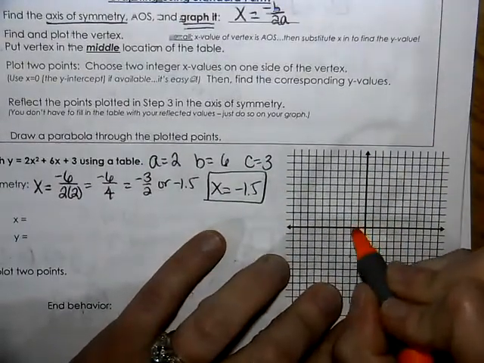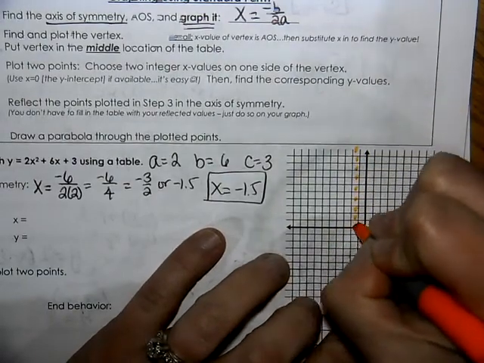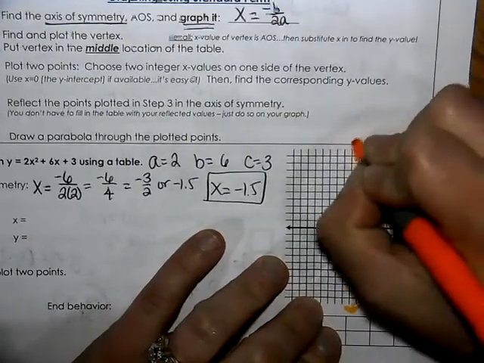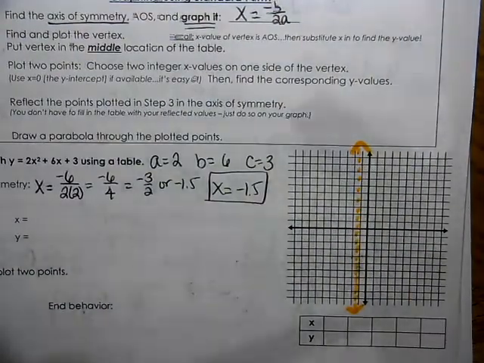So here is negative 1 and 1.5. So that's going to be in between negative 1 and negative 2. And I'm going to make it a dashed line, not a solid line, because it is not part of the graph. It is more of a guideline.